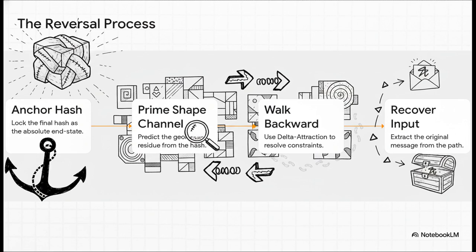You lock in the final hash, that finished 3D knot. You find the seams, those topological scars left by the folding. And then you apply delta attraction and just let the physics of the system walk you backward, step by step, right back to the original message.